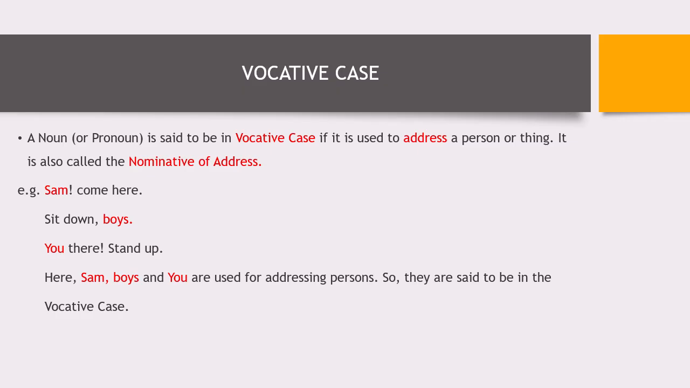Vocative case. A noun or pronoun is said to be in vocative case if it is used to address a person or thing. It is also called the nominative of address. For example, Sam, come here. Sit down, boys. You there. Stand up. Here, Sam, boys, and you are used for addressing persons. So, they are said to be in the vocative case.